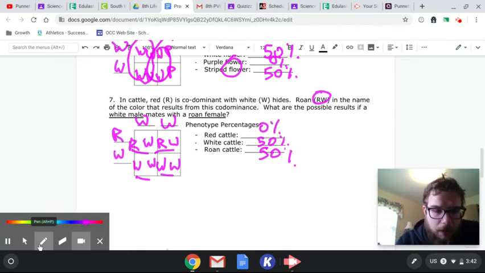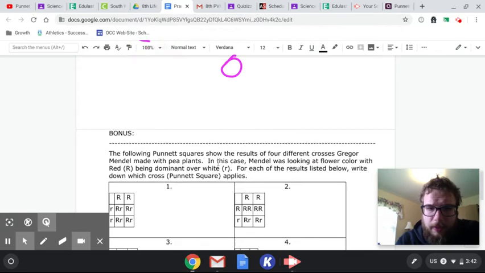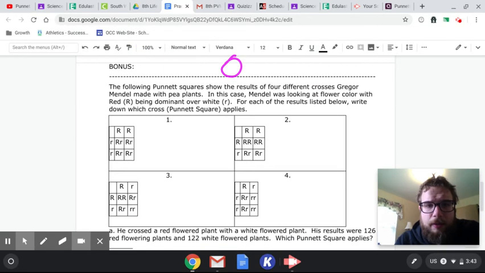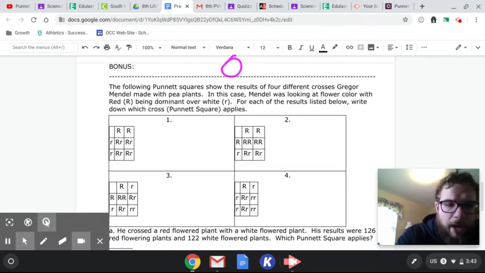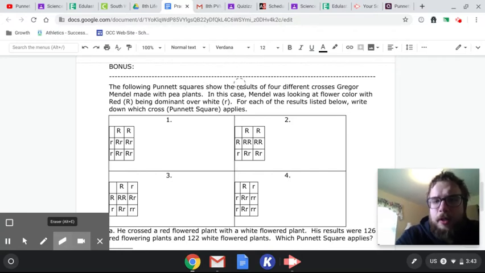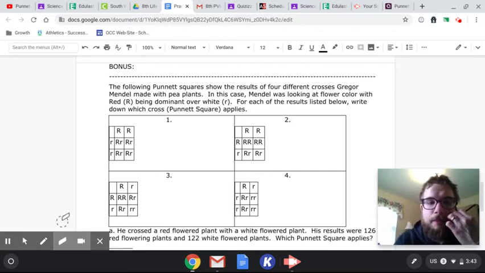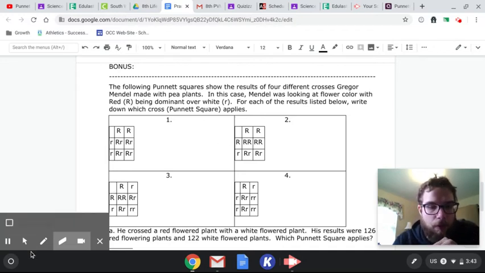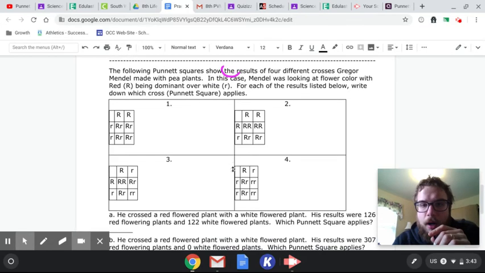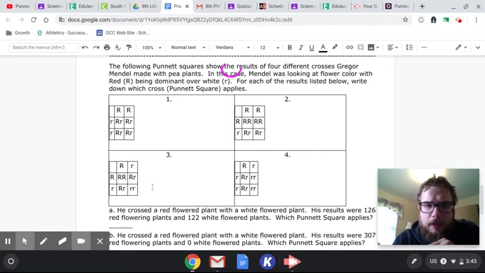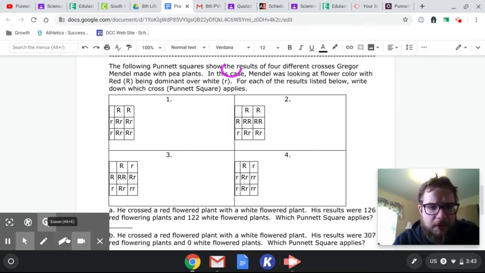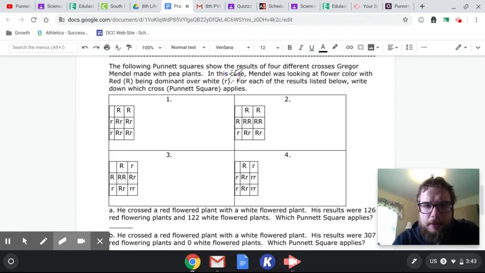All right, let's keep going. I was about to say, I think we're on the bonus now. All right, so we got a lot to unpack here. It says the following Punnett squares show the result of 4 different crosses Gregor Mendel made with pea plants. In this case, Mendel was looking at flower color, with red being dominant over white. Red is big R, white is little r. For each of the results listed below, write down which cross, and then in parentheses there, which Punnett square applies.